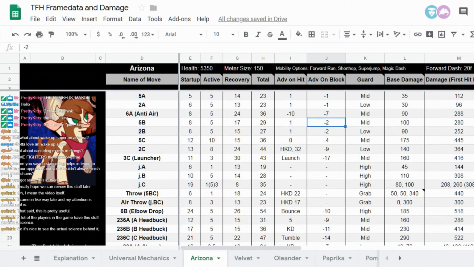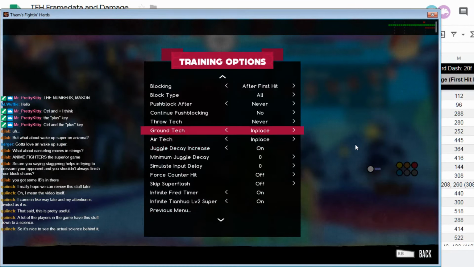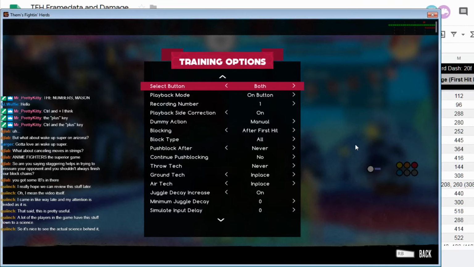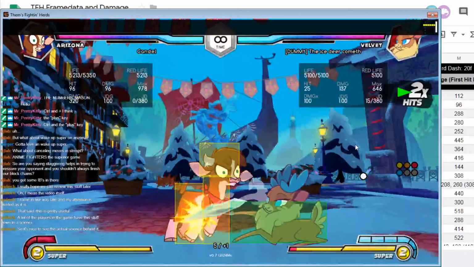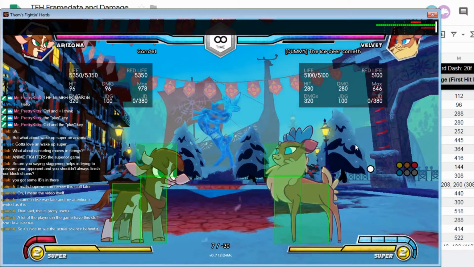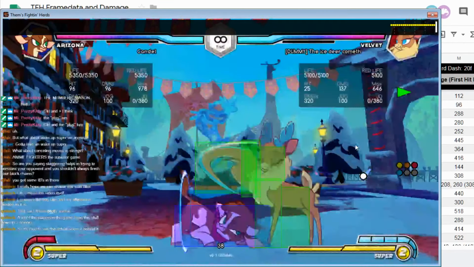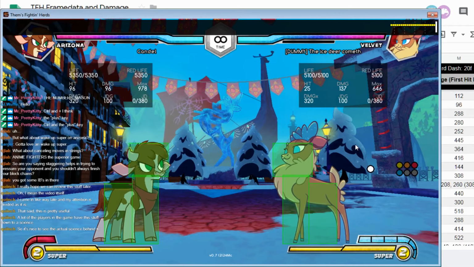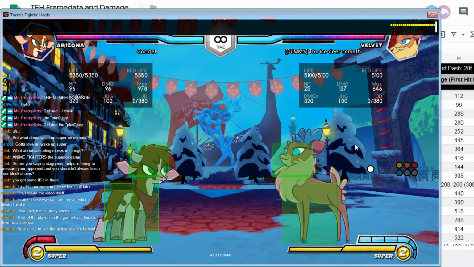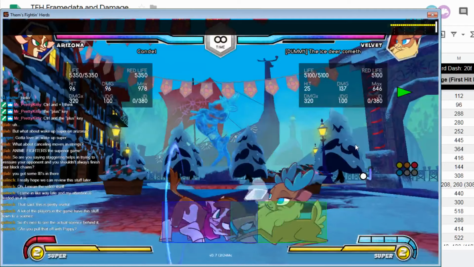Now, if you keep in mind how all this has worked so far, let's go back to the playback here. So if you remember, recording 3 was Velvet doing the frame trap with the 2B, which I can't interrupt with my 5A. It's a true frame trap. But I can backdash, if I'm good. I can backdash. That's invincible. That's a true reversal. I can get out of the string. I can get out of the whole frame trap scenario just by backdashing. And that adds a whole different layer to this, because you can actually cancel your backdash.